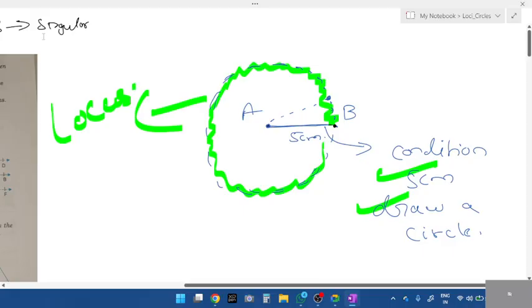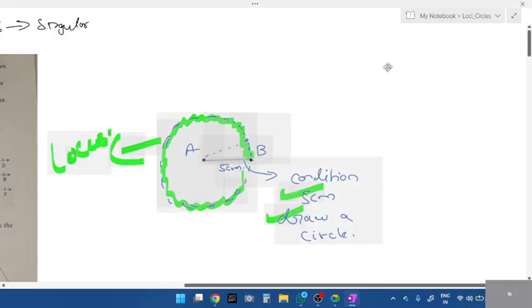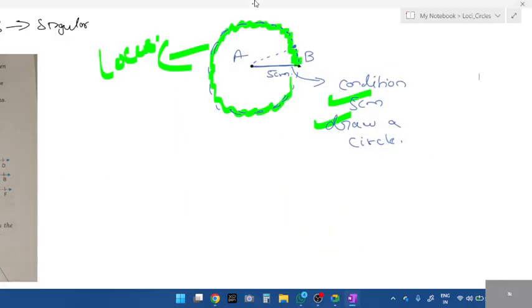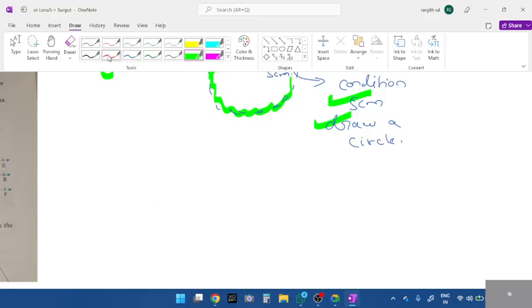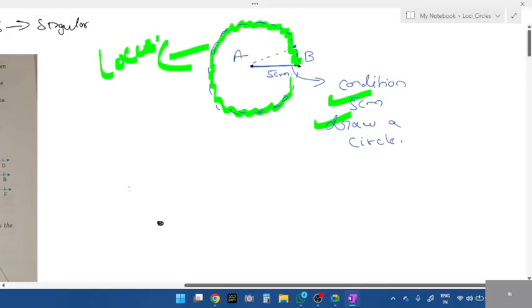Locus is not only for circle, even for a straight line. Look, even for a straight line, the traceable path we call it as locus. Now I'll keep a point here, P. I want to move this 5 centimeters forward. If I want to move this point 5 centimeters forward, this point will get replaced like this, 5 centimeters forward.